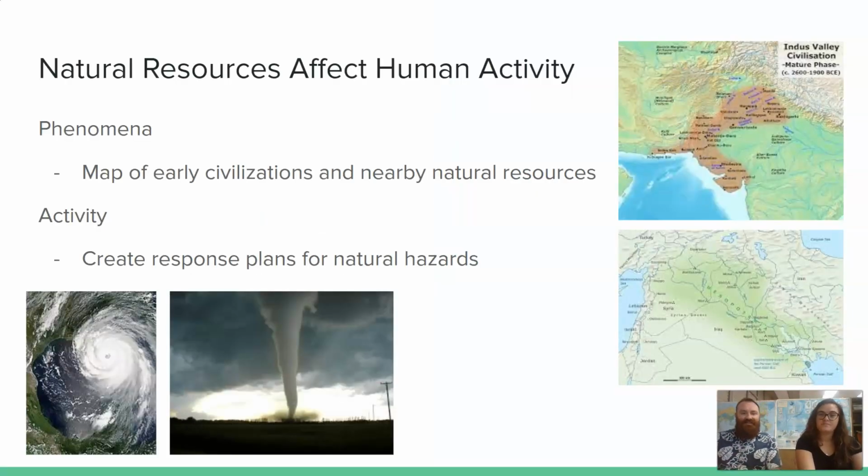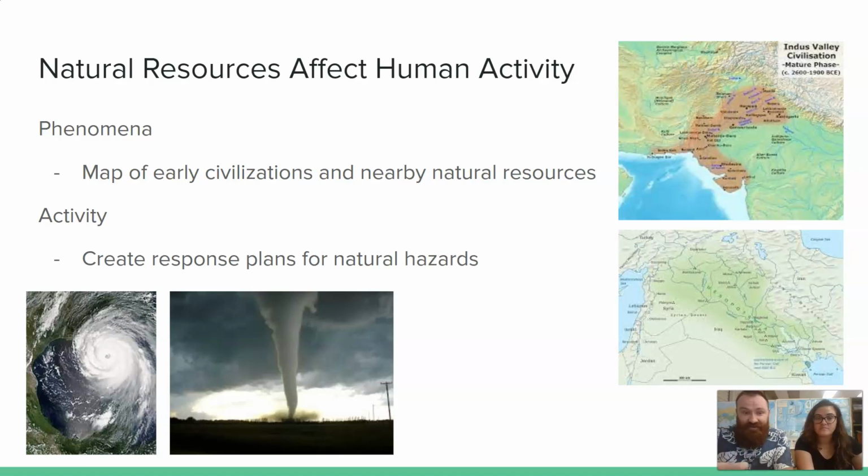The first cool thing, and I love this, is looking at maps of early civilizations. We are going to provide some maps of Mesopotamia, of the Indus Valley civilization, some from Hawaii, a variety of early civilizations showing locations and also nearby natural resources. And so students will be observing these patterns and start to ask questions about how humans are growing their civilizations in relationship with these natural resources. Because natural resources affect humans.